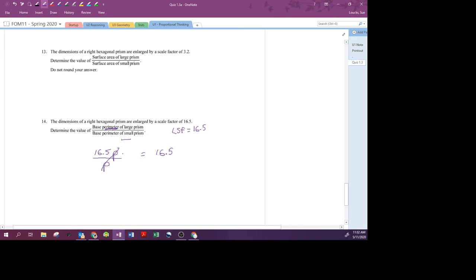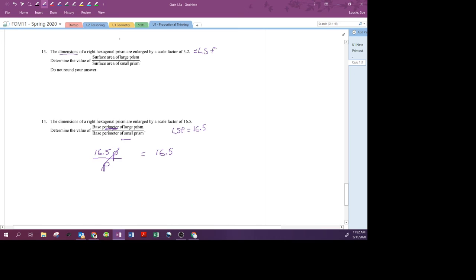Going back to question 13, the dimensions of a right hexagonal prism are enlarged by a scale factor. So if the dimensions are enlarged by a scale factor, that is the linear scale factor, okay, because that's how much the length or the height or the width increased by. Again, it's an enlargement, so the smaller one is the original, so that's going to go on the bottom.